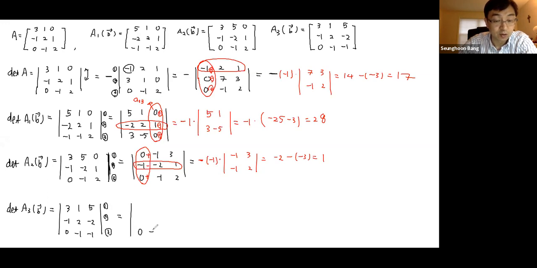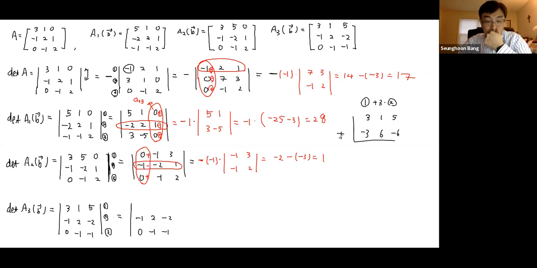Keep the last one and the second one. Only eliminate 3. How can you do that? Exactly, the first row plus 3 times second row. First row is 3, 1, 5. 3 times the second row is negative 3, positive 6, negative 6. You add it. So we have 0, 7, minus 1. So we have it.